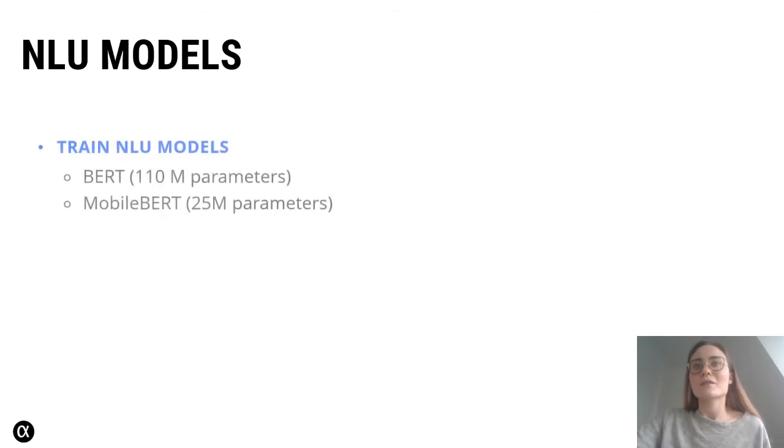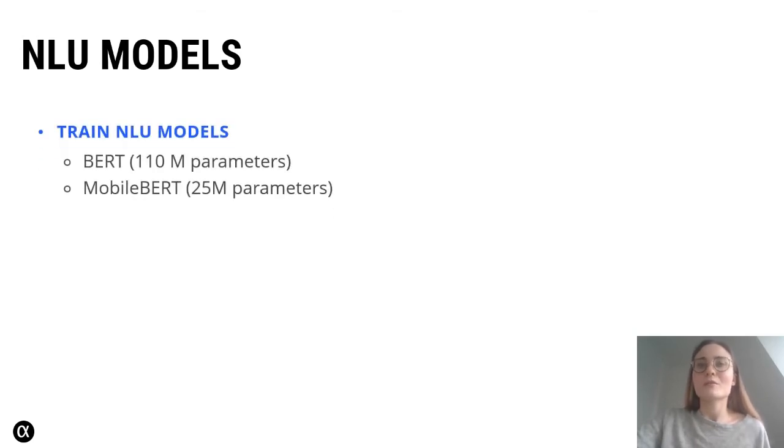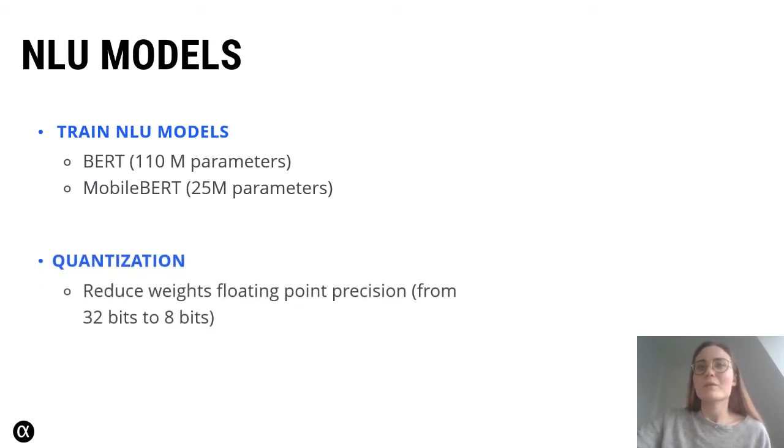The architectures we consider are two transformer-based models. First of all is BERT. It's a widely used model for NLU tasks, but it is quite big with 110 million parameters. And so we compare it to its compact form, MobileBERT, which is a fourth of its size. We also perform quantization on both models. Quantization is a technique that reduces the floating point precision to speed up the model and also reduce its weight. In this case, we reduce our 32-bit floats to 8 bits.